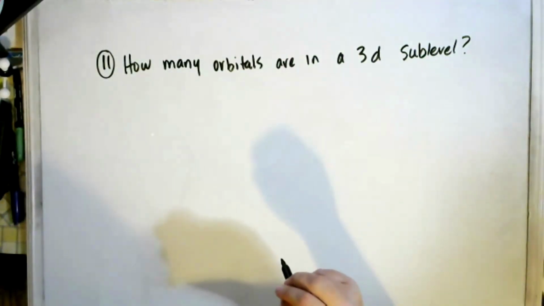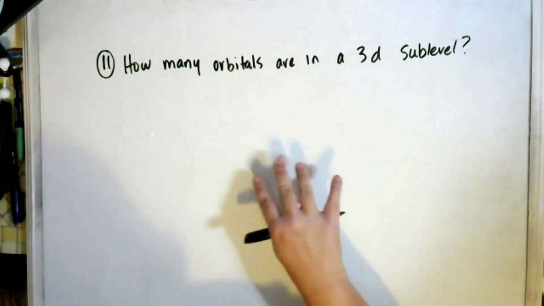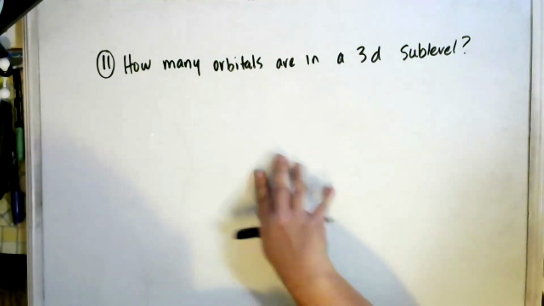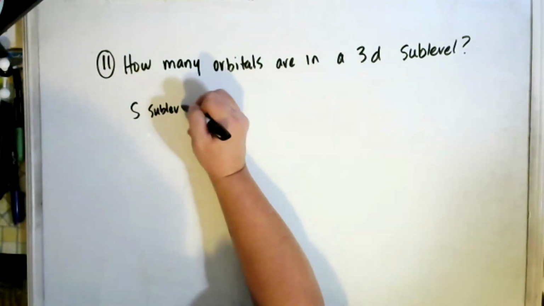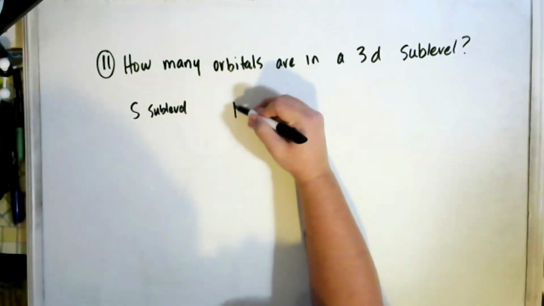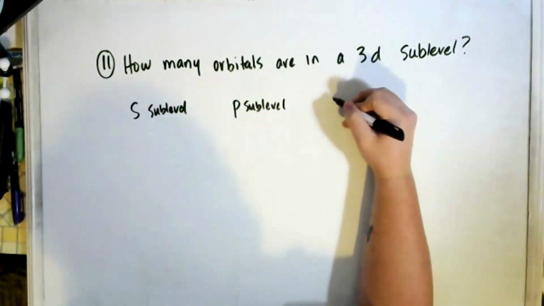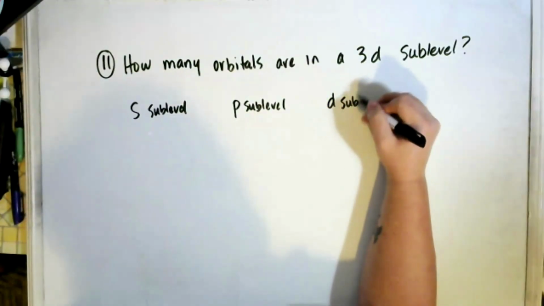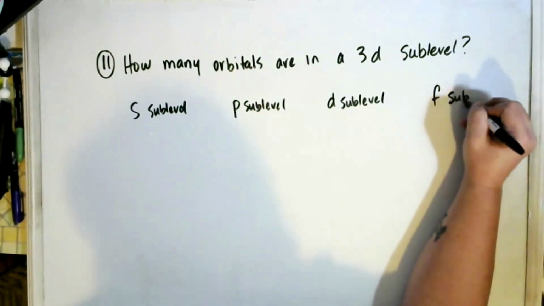Okay. So remember that we have 4 different types of sublevels that we focused on. We had an S sublevel. We have a P sublevel. We have a D sublevel. And we have an F sublevel.